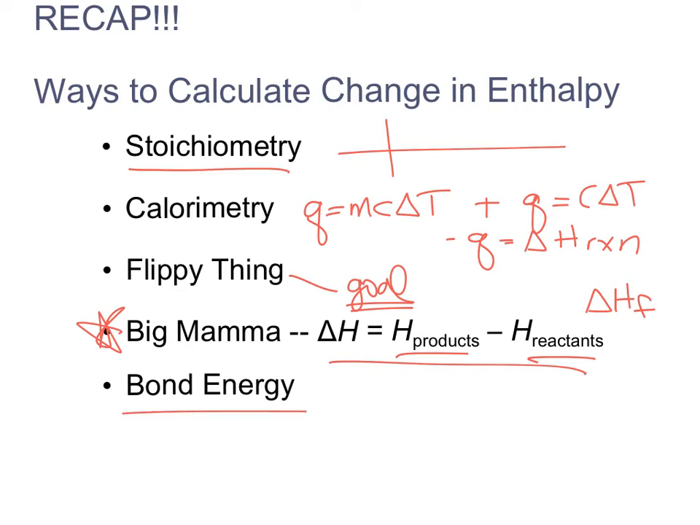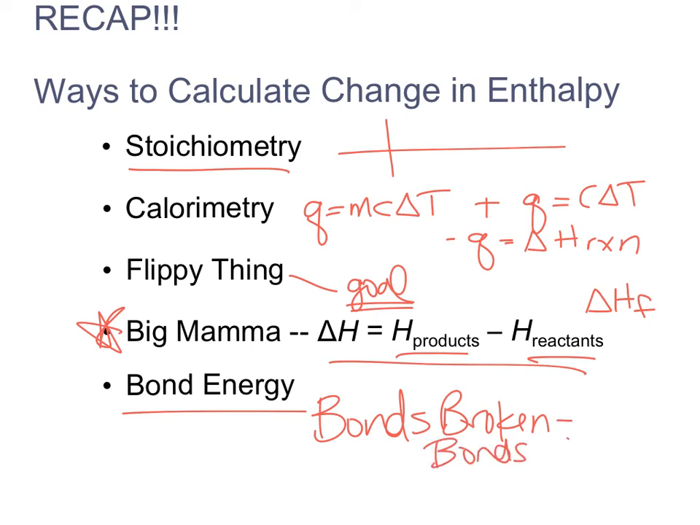And then our final way, using bond energy, we know that if we have bond energy, we always do bonds broken minus bonds formed. And those are the ways to find delta H.